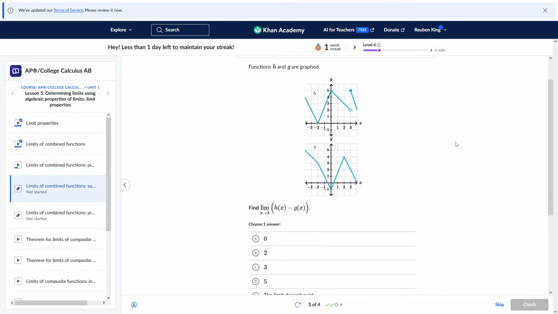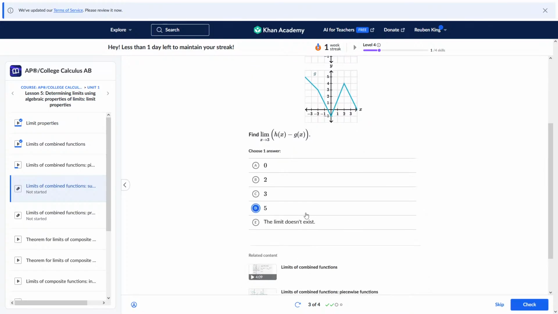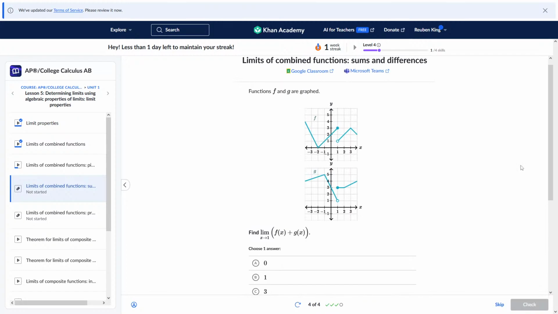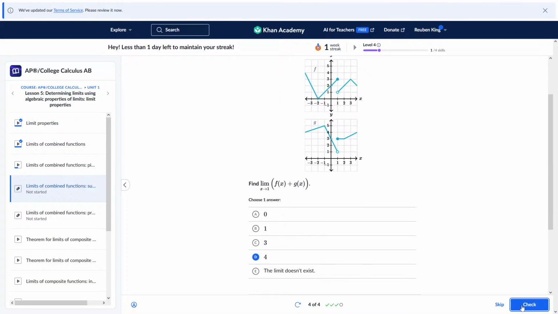Alright. X approaches 3, h of x minus g of x. These are different things now. Actually, just h does. So h from the left is 2, 2 minus 2, 0 from the left, and then 5 minus 2, 3 from the right. There's no limit. It does not exist. Okay. Now approaching 1 for f of x plus g of x from the left. 3 plus 1, 4 from the left. From the right, 1 plus 3, 4. Both the same. 4.